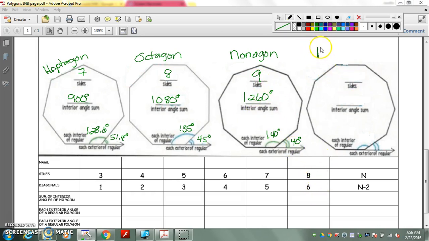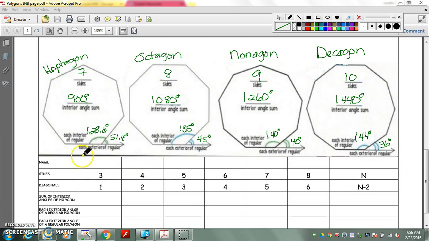And our last shape here is called a decagon, deca being the prefix for 10. So we have a 10-sided figure. And I can create 1, 2, 3, 4, 5, 6, 7, 8 triangles. And that's going to give me 1,440 degrees. Divided by 10, that makes each individual angle, if it's regular, 144 degrees. And 360 divided by 10 gives me 36 degrees for each exterior angle.